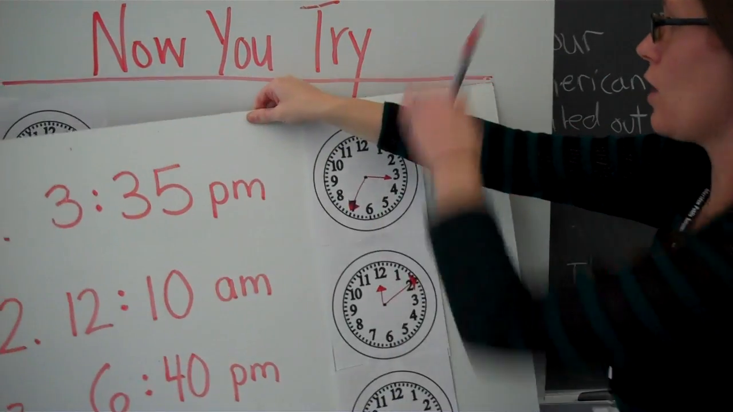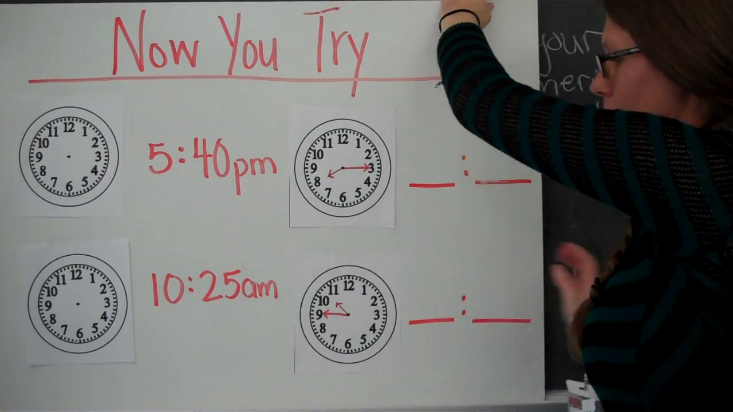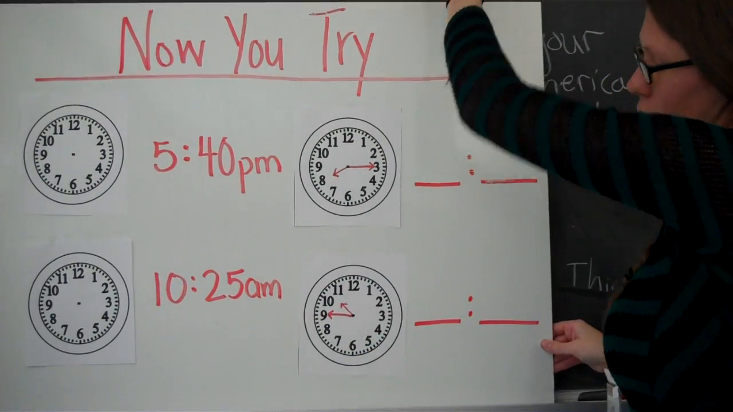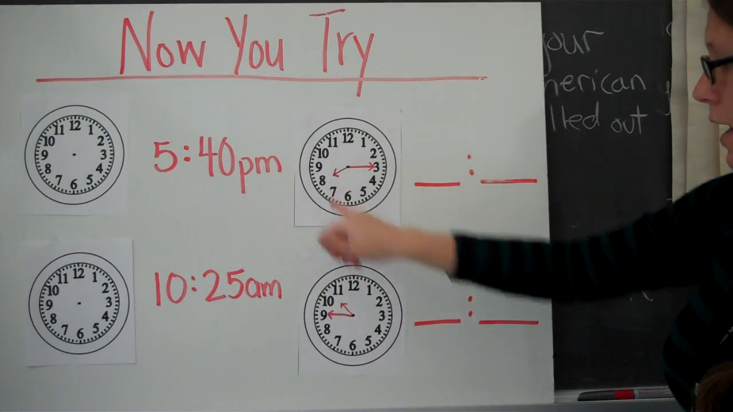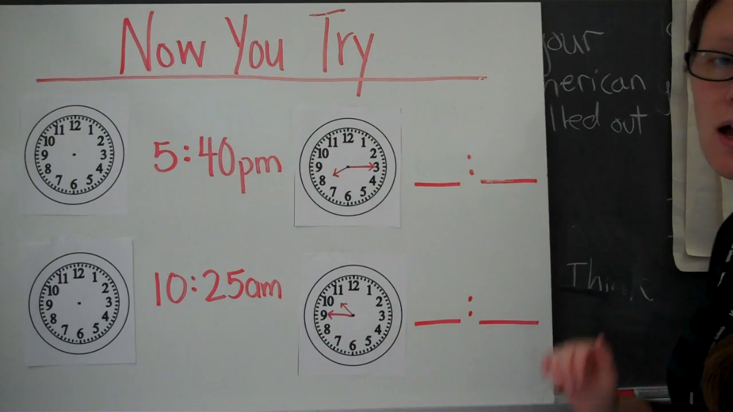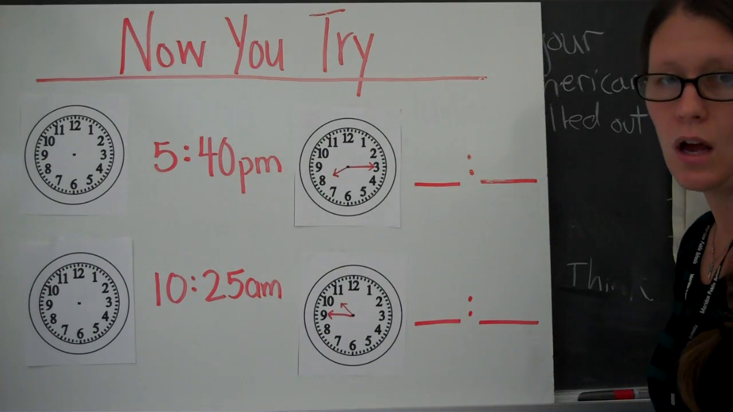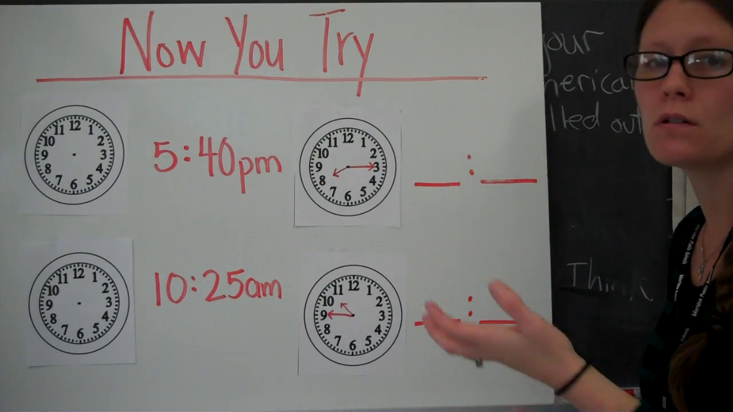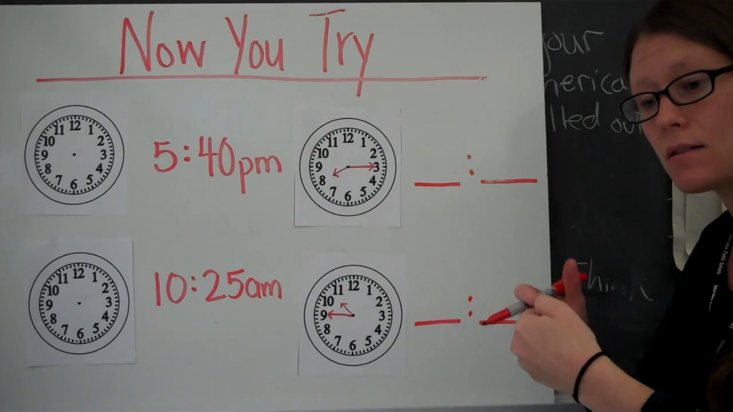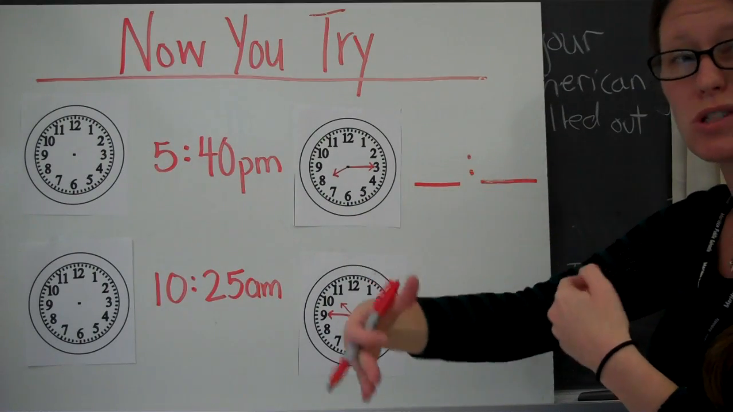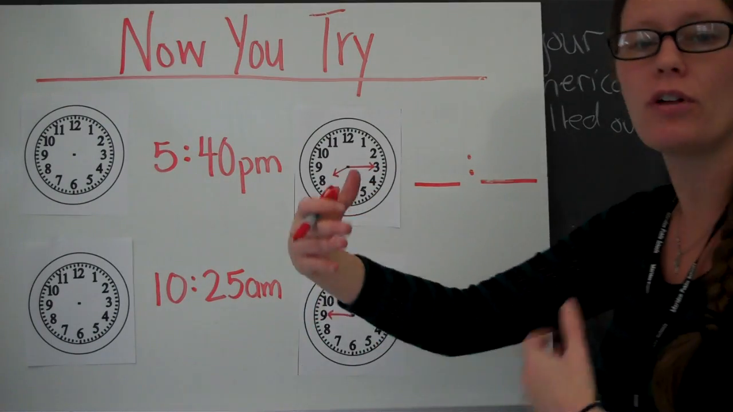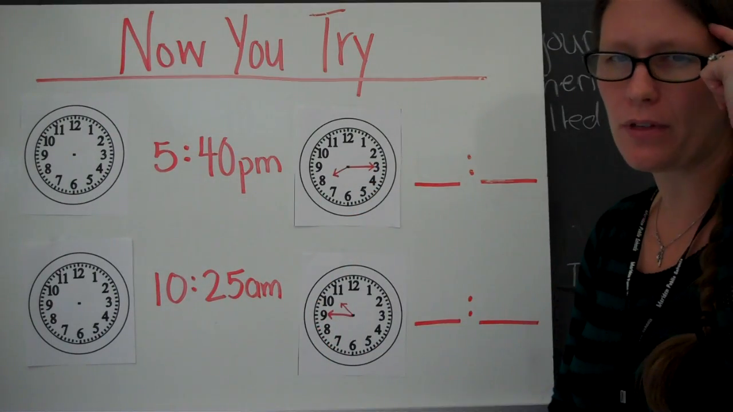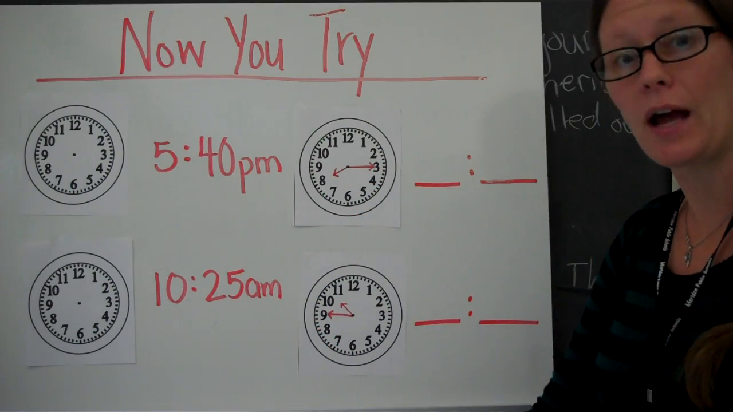Now it's your turn to try. You have 2 clocks that you need to put the hands on, and you have 2 clocks that have the hands, and you're going to write down the times. Remember, AM starts at 12 at night, and PM starts about what we would consider like lunchtime at 12 noon. Remember that and think about that for the Now You Try.